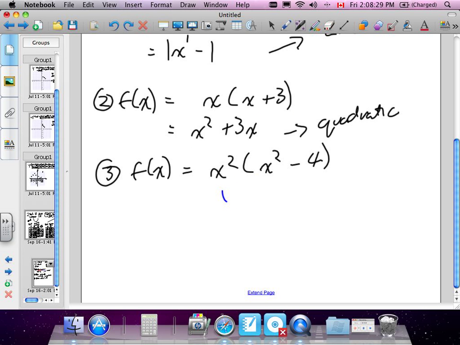Now on this one, I got to distribute. Remember, I have to simplify in order to figure this out. So x squared times x squared is x to the power of 4. Then negative 4 times x squared is negative 4x to the power of 2. So I have an x to the power of 2, but I have to go to the highest exponent. This is x to the power of 4. So this is neither linear nor quadratic.